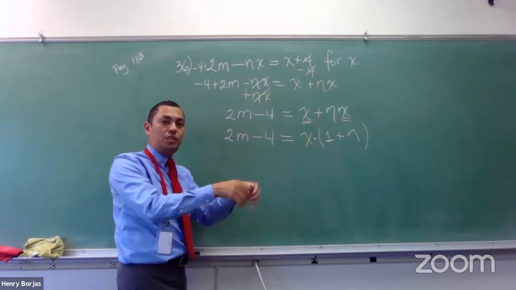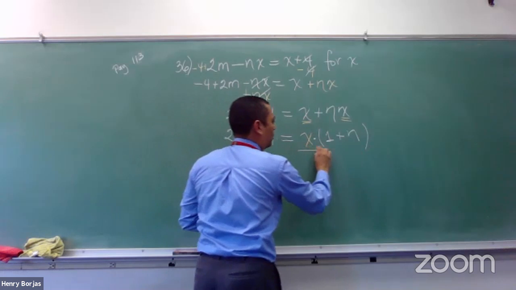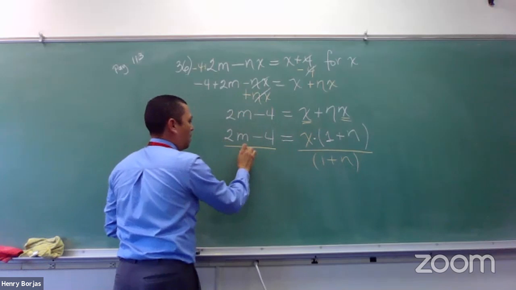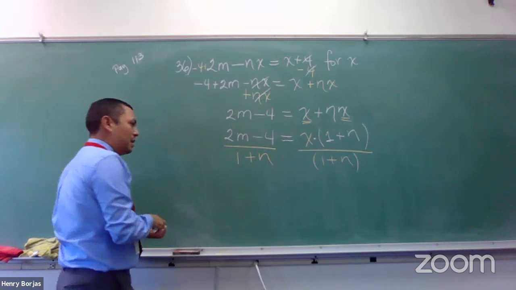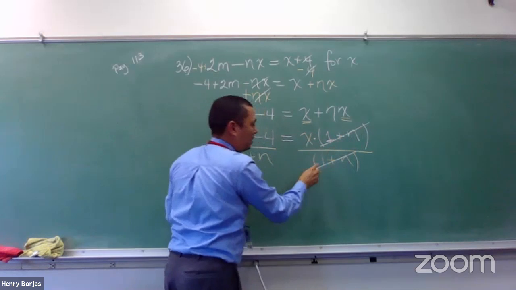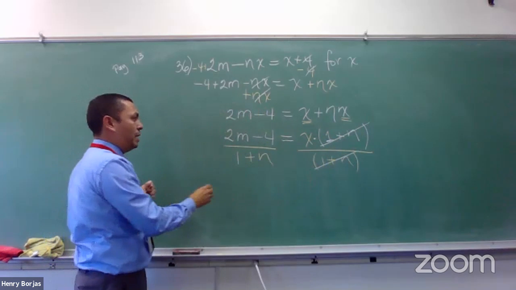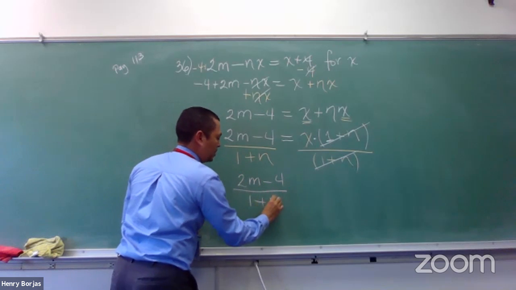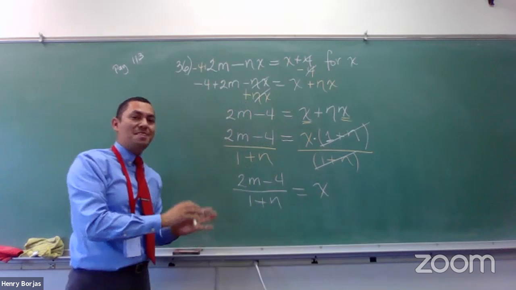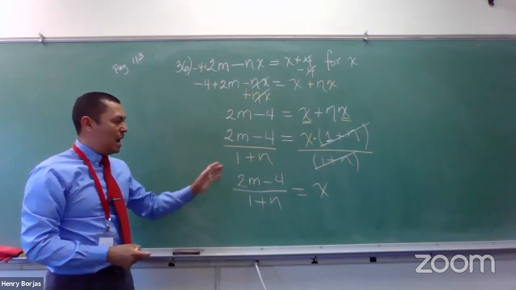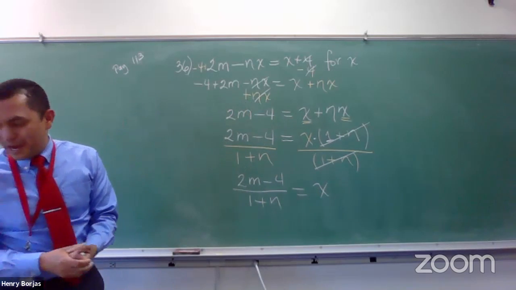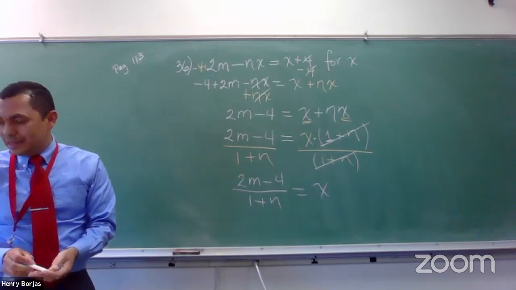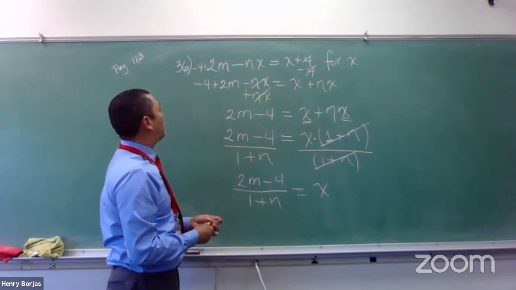So we're going to use division to move it to the other side. We're going to divide by 1 plus n, and 1 plus n over 1 plus n cancels out, which is what we say. And I have 2m minus 4 over 1 plus n equals x. That's what they are asking me to do. So now I have my solution: 2m minus 4 over 1 plus n. And that's your solution for problem number 36.